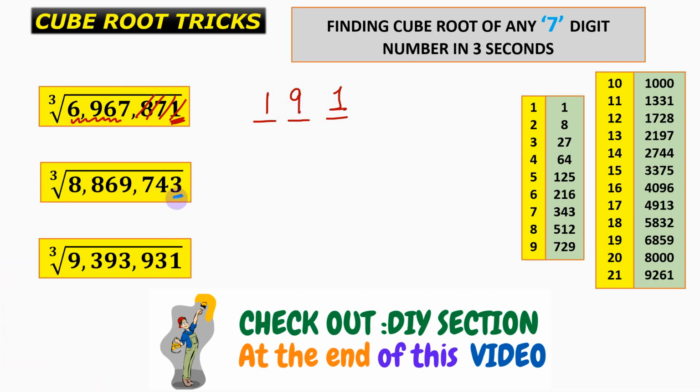For the next question, we have the unit place equal to 3. So the unit place equal to 3 implies that the unit place of the cube root is equal to 7. So we put a 7 over here. Okay, discard these 3 numbers. Now 8869 lies between the cube of 20 and the cube of 21. So we will pick the smaller number over here, and hence we will get 207.